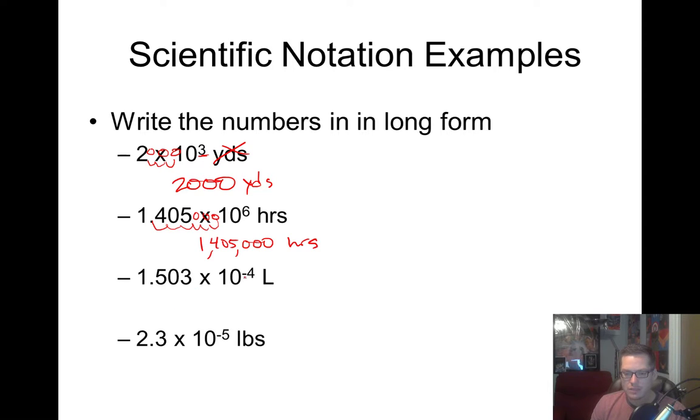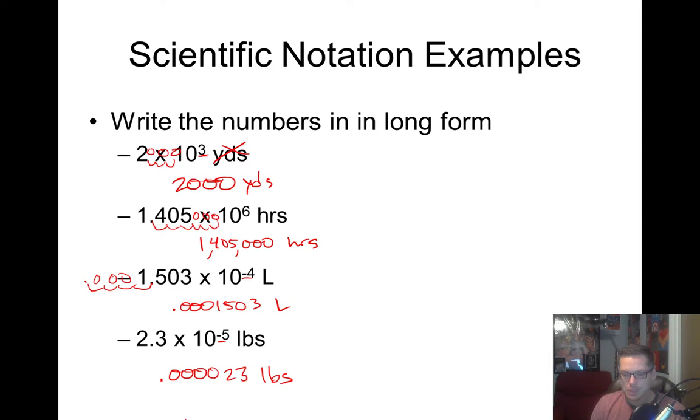All right, and then times 10 to the minus 4th. So we're going to move our decimal 4 to the left because it's negative. So we go 1, 2, 3, 4, 1, 2, 3, and our decimal goes here. So it becomes 0.0001503 liters. Nailed it. All right, and then another minus fifth, so we go 1, and you can see here that we're just going to have 4 zeros and then 2, 3 pounds.